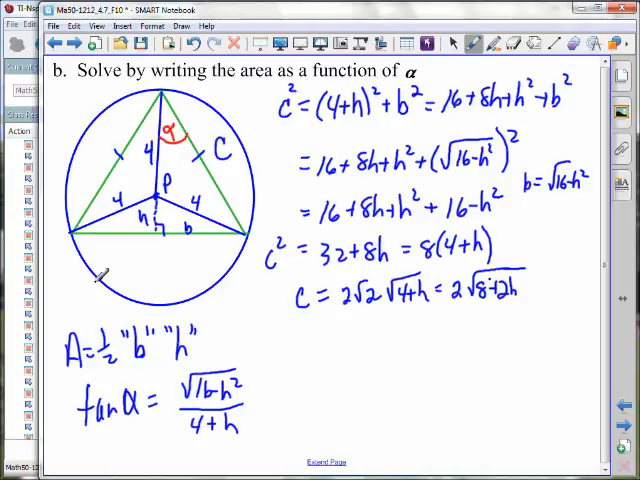I got to get a function with theta in it, though, that helps me find the area of this triangle. I'm just putting things down, okay? Something's going to come from this.